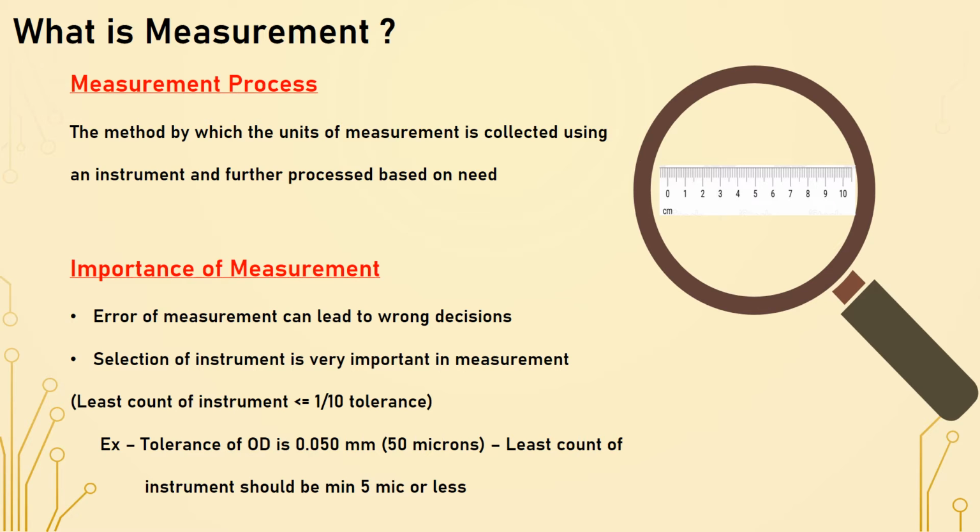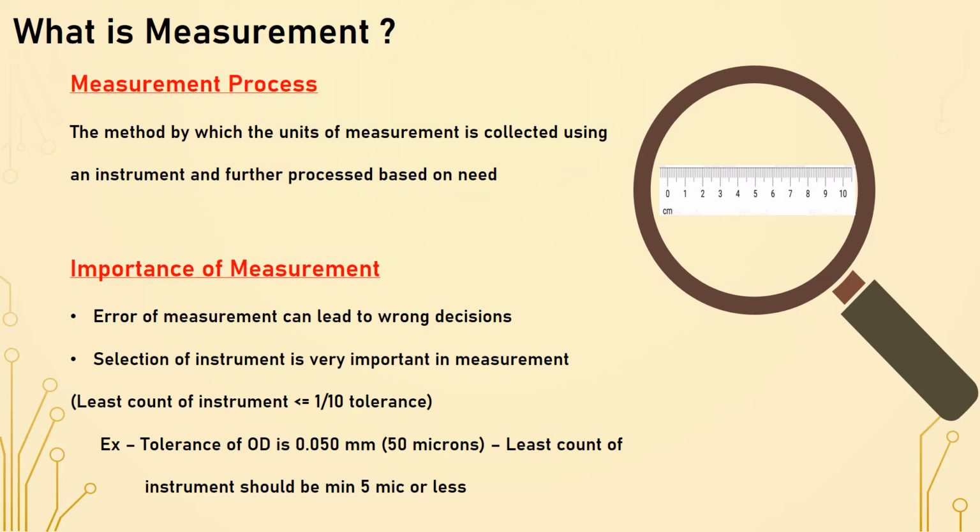Same way, second one is that selection of an instrument is very important in the measurement system. Normally there is a thumb rule: least count of instrument should be less than or equal to 1/10 of your tolerance. For example, tolerance of outer diameter is 50 microns. So the least count of the instrument you are going to take for measuring that particular parameter should be minimum 5 microns or less than that.